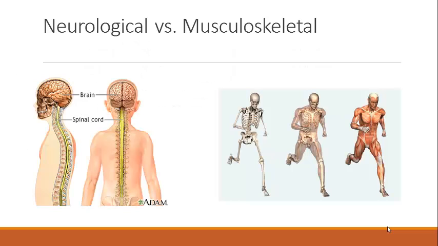Neurological versus musculoskeletal. There are two common classifications of physical disabilities. Neurological, which refers to disabilities caused by or related to the nervous system, such as spina bifida and cerebral palsy, and musculoskeletal, which refers to disabilities caused by or related to the muscles and skeleton, such as with spinal muscular atrophy.